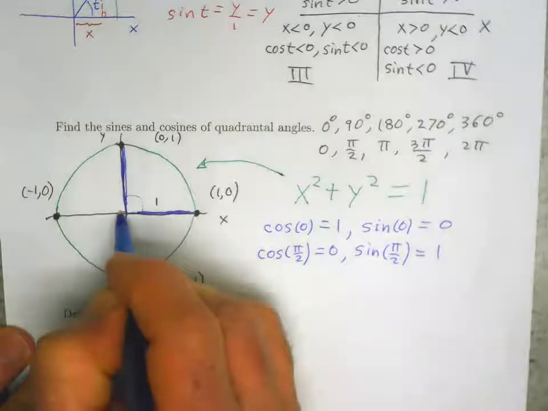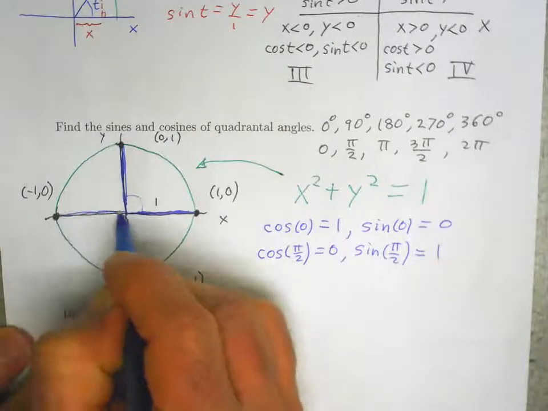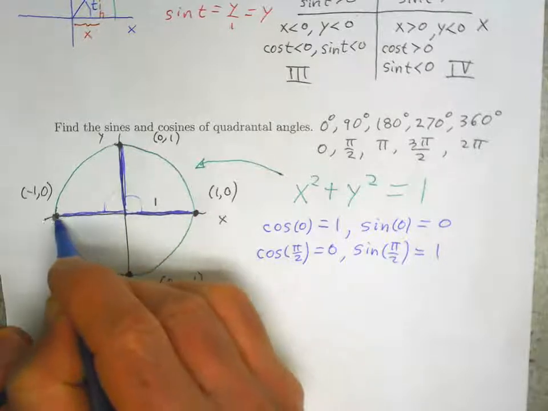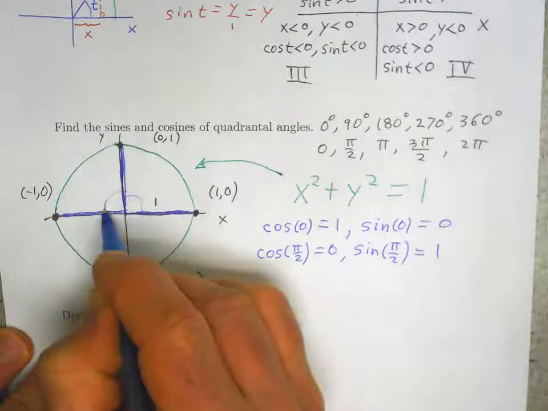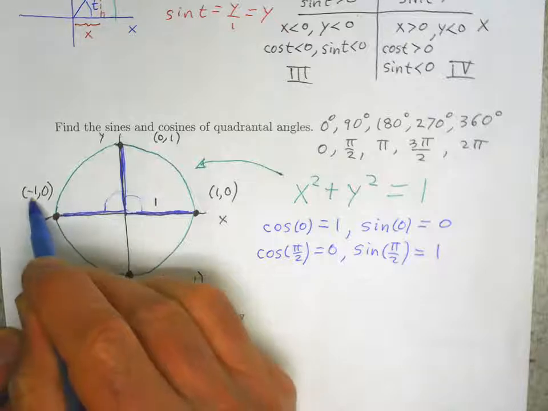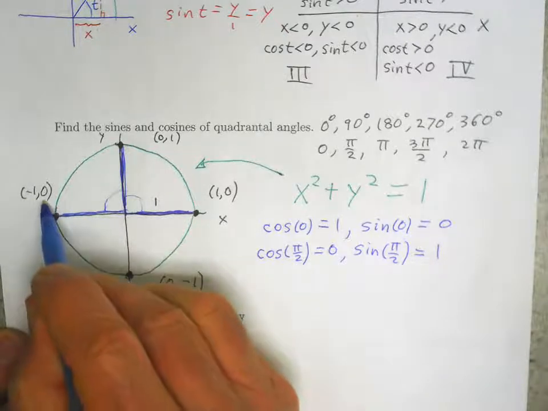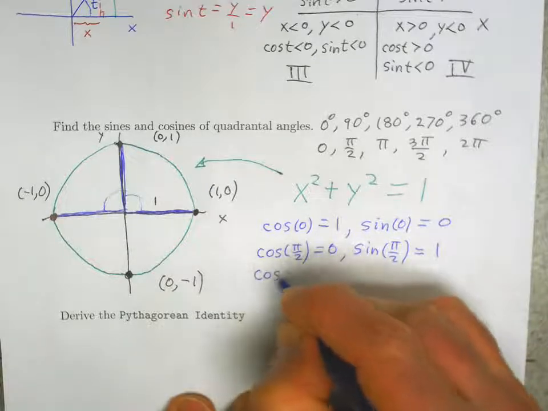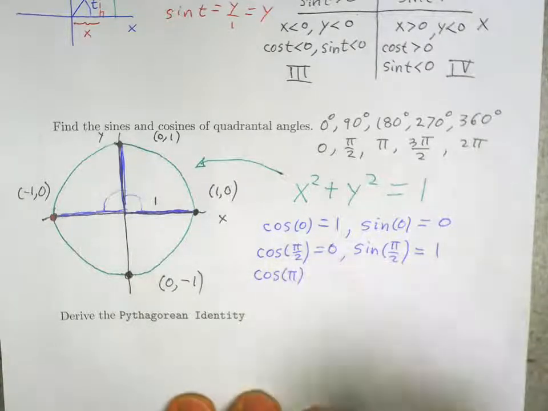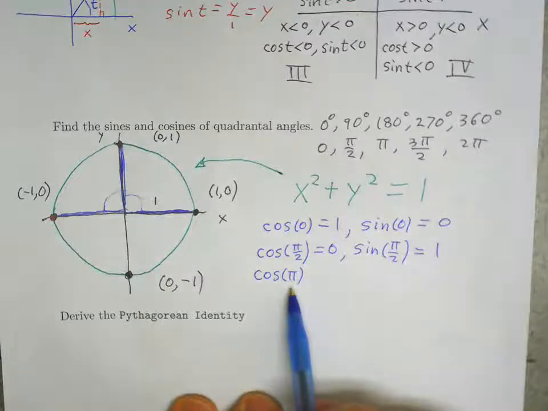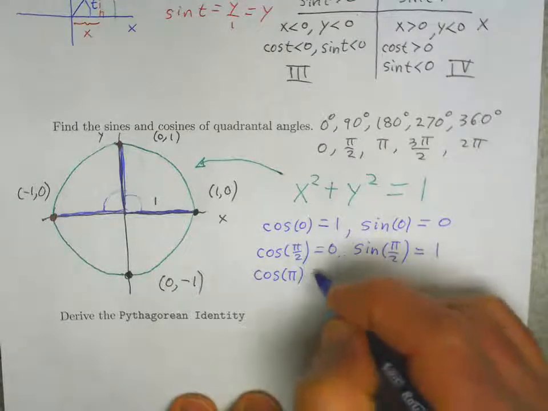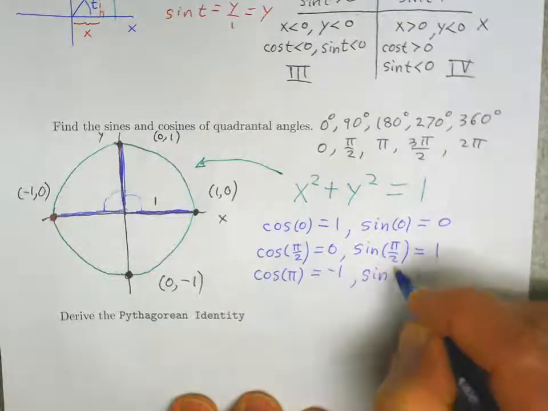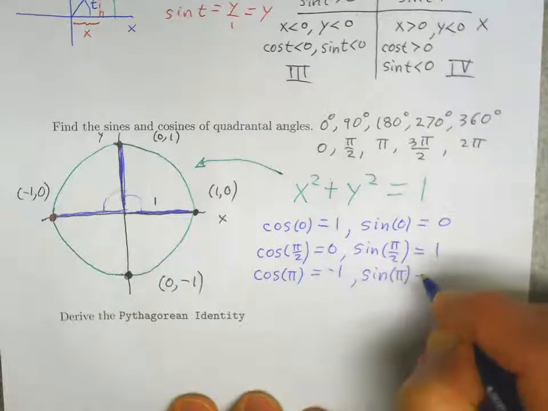Okay, the next quadrantal angle is pi radians. So when the central angle is pi radians, the x-coordinate on the unit circle is -1 and the y-coordinate is 0. So this means that cosine of pi, equivalent to cosine of 180 degrees, is -1. And the sine of pi is 0.